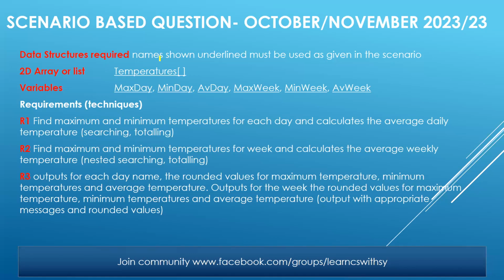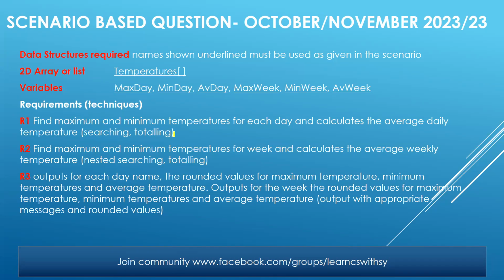You need to use the names shown underlined as given in the scenario. So you can't change the array to any other name except for temperatures. Be cautious, it contains an S. For this reason, you need to read the question thoroughly. Do not do the work in haste. You need to use the variables the way they are in your question paper, and you should not change them at all. Similarly, the variables are max day, min day, av day, max week, min week, and av week.